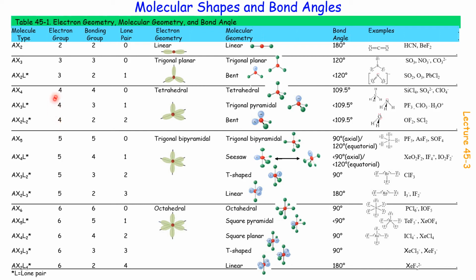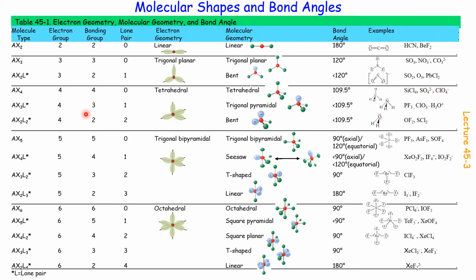Let's move to 4 electron groups. For AX4 molecules, 4 bonding groups, 0 lone pairs, the electron geometry and the molecular geometry both are tetrahedral. And the bond angle is 109.5 degrees. Those are the examples.